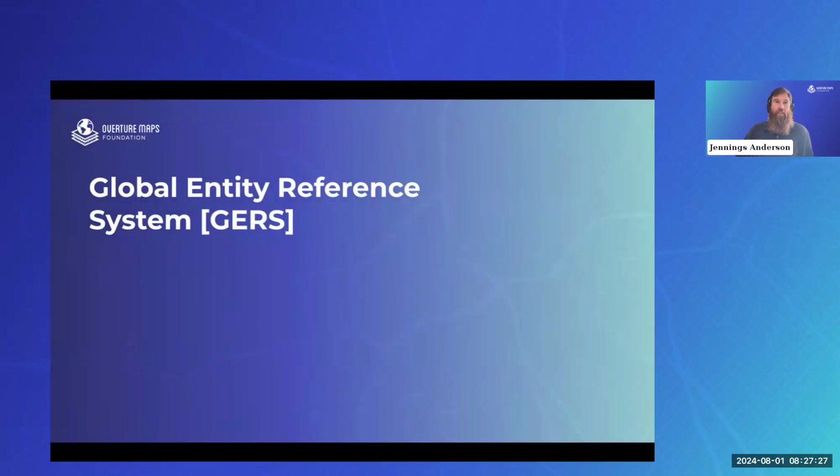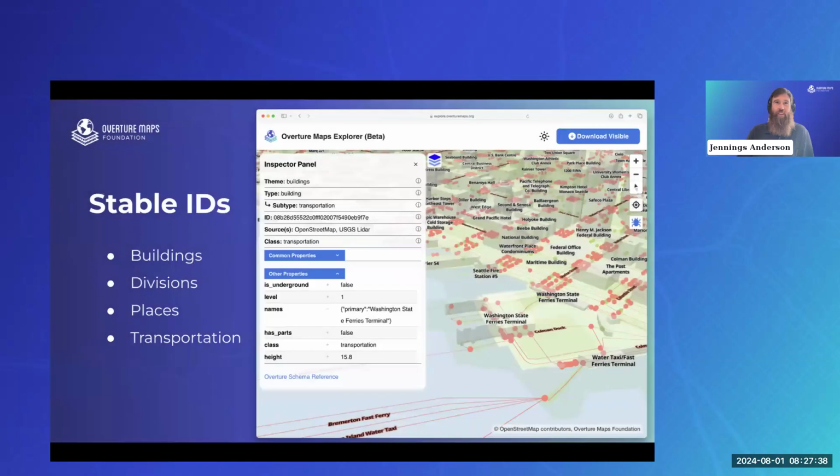Okay, let's dive into the Global Entity Reference System, or GERS, as we affectionately call it. Next slide, please. Excellent. Here's a screenshot from the Explore page that Amy was talking about earlier. I've clicked on a specific building, the Washington State Ferries Terminal, and you'll see in the inspector panel, a bunch of properties have come up about this building.